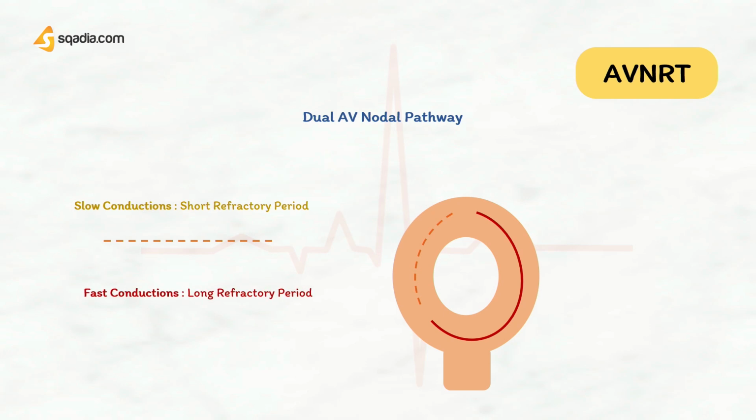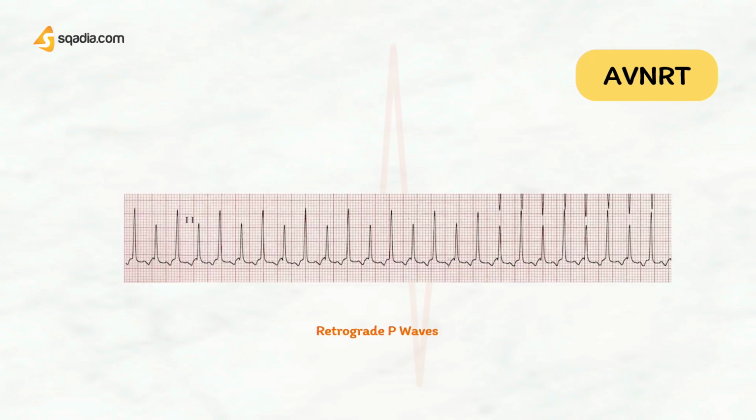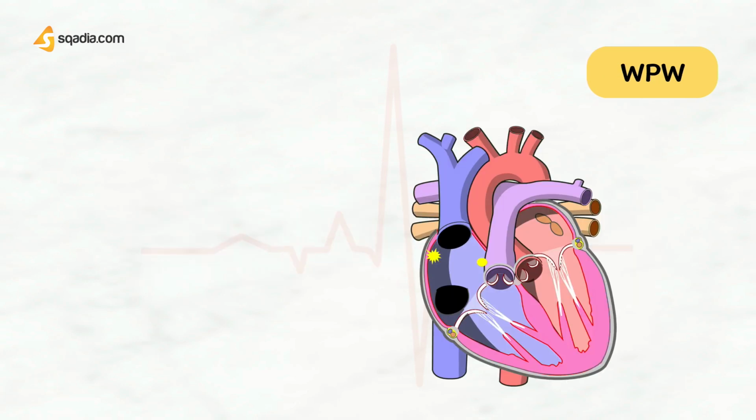Slow conductions have a short refractory period, while the fast ones have a long refractory period. So the problem occurs when the fast cells are in their longer refractory period and the slow pathway depolarizes the His bundle, and then the fast pathway is generated and conducts the electrical wave. So what we see on an ECG is retrograde P waves that occur after the QRS complex and are seen on every beat. Now, WPW, or Wolff-Parkinson-White syndrome, is a cardiac electrical disorder.